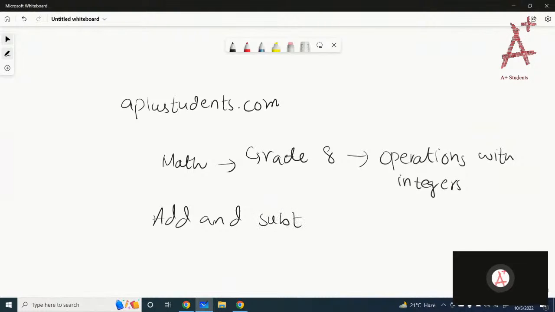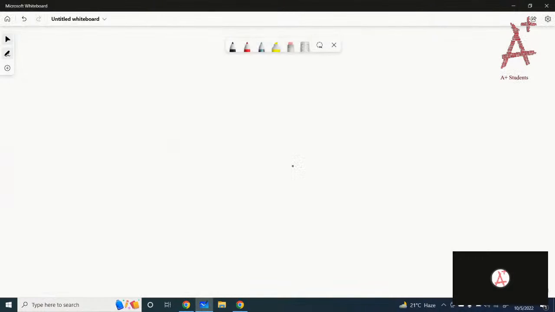So please make sure you have your notebook and pencil so that you can note down the important points. Got it? So let's start with add and subtract integers. Okay, so we're going to start with examples. Let's do examples.